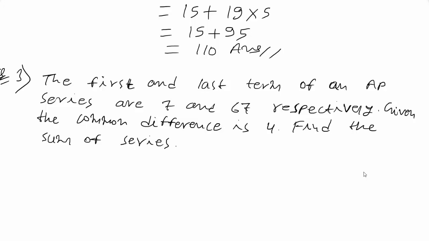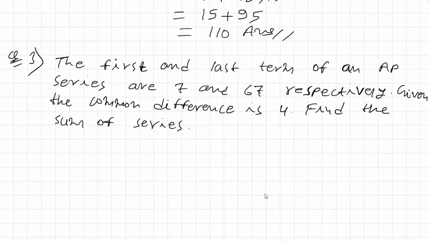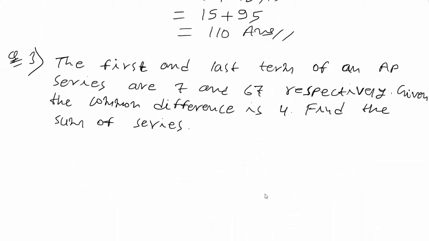So see question number 3. It is saying that the first and the last term of an AP series are 7 and 67 respectively. So the first term is 7 and the last term is 67. And the common difference is given as 4. This time they have given us the common difference. In the first question, we knew the first term, the last term, and the value of summation, and they asked us to find the 20th term or something like that.